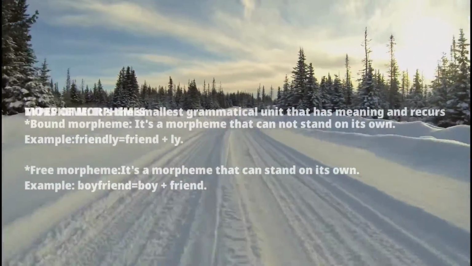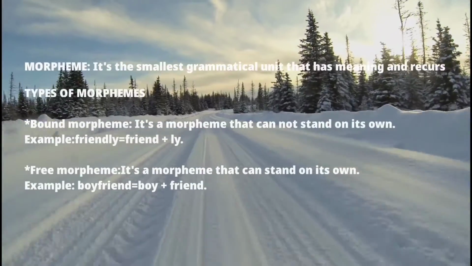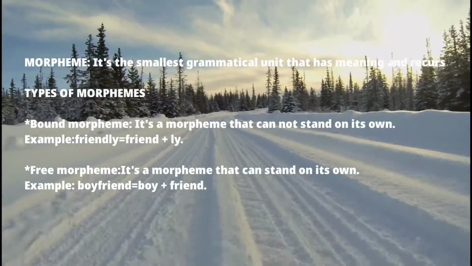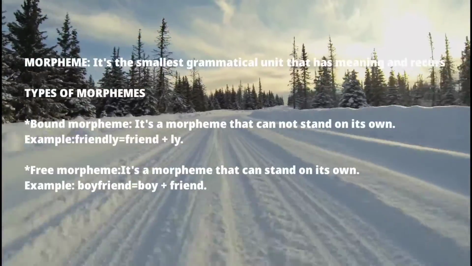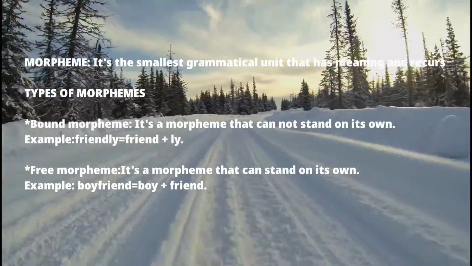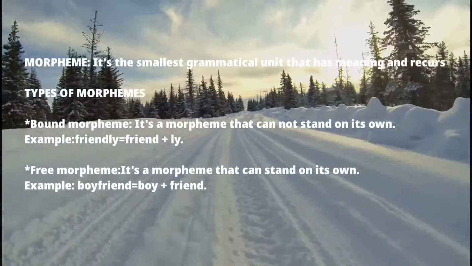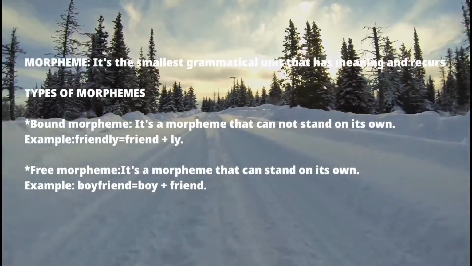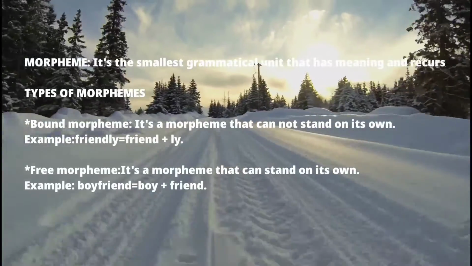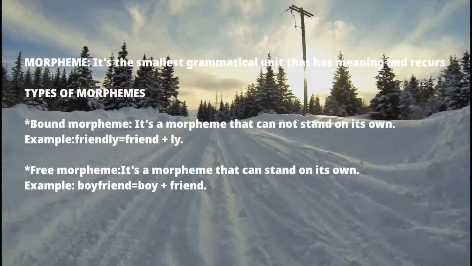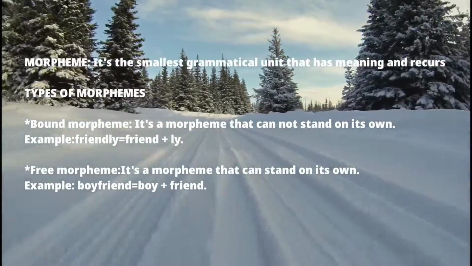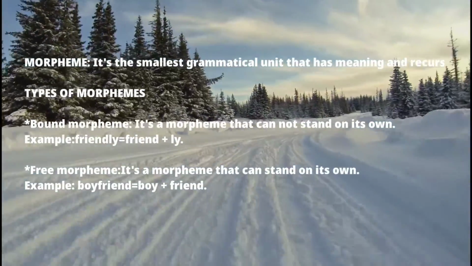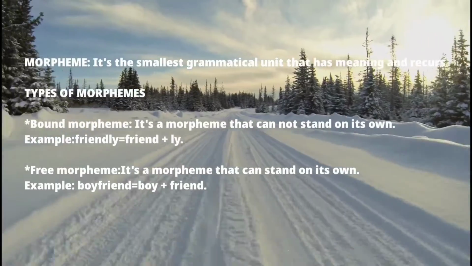A morpheme is the smallest grammatical unit that has meaning. Now, there are two classifications of morpheme. These are free and bound morpheme. A free morpheme can stand on its own. An example is the word boyfriend: boy and friend. In its simplest form, you can also say that a free morpheme is equivalent to a word.